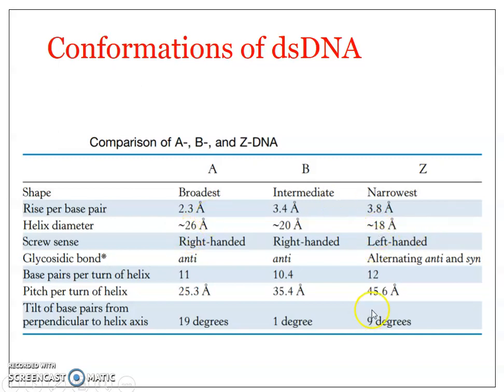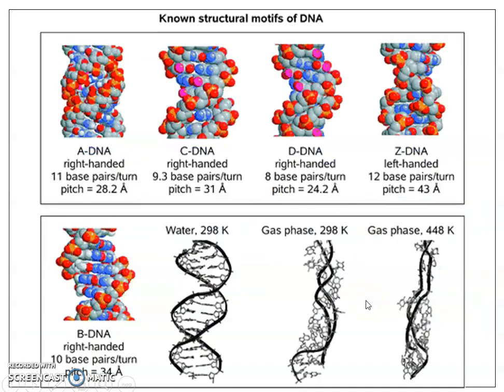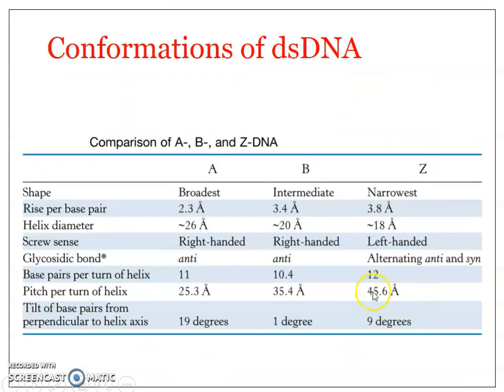And what about the pitch per turn? Pitch means the length of a single helical turn. Starting from over here till here, this is the pitch. You can see the pitch is 45.6 angstrom, as against 35.4 and 25.3. So it is the most elongated one. So when we see the structure of Z DNA, it is the narrowest and most elongated compared to the A DNA and the B DNA.